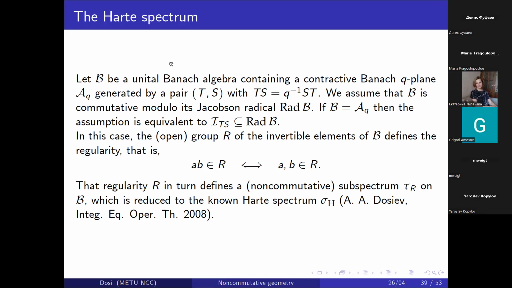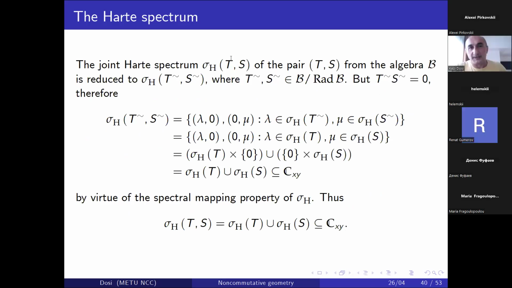Okay, look. Now let's take the Harte spectrum. So what is the Harte spectrum? Maybe you know. It's all about left invertibility. There's the left Harte spectrum and the right Harte spectrum. So you should take T minus lambda, S minus mu, and generate a left ideal. If it's proper, we say that (lambda, mu) is in the left joint spectrum. In this case, left and right coincide, they're the same. This is the Harte spectrum. Again, the Harte spectrum strongly depends on the algebra B. It's constructed with respect to the algebra B, which is commutative modulo the Jacobson radical.